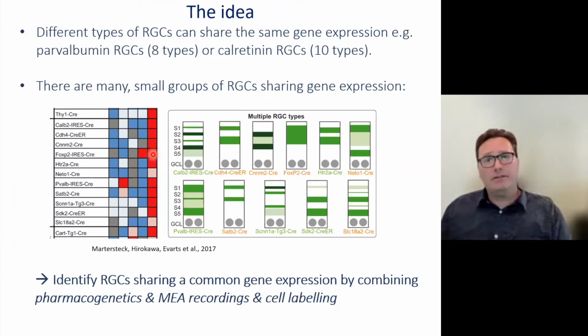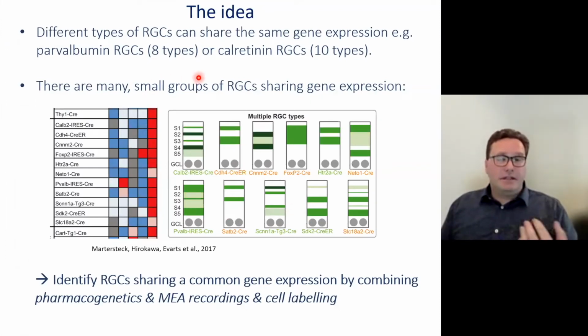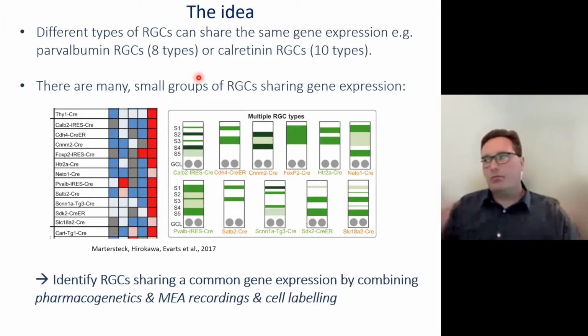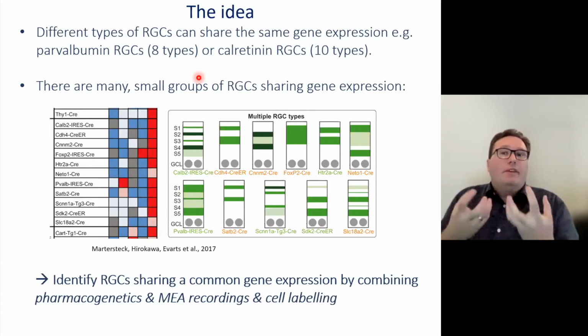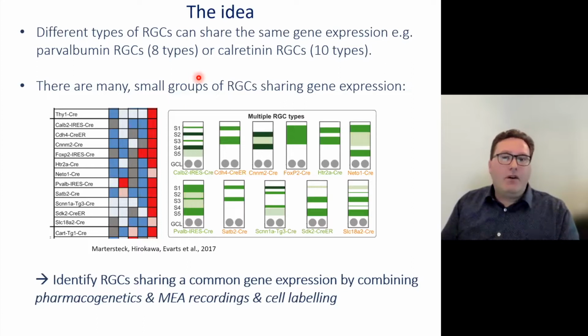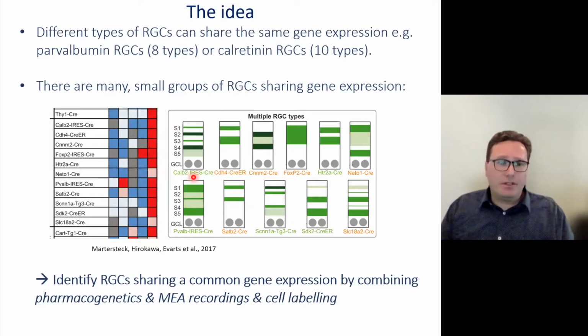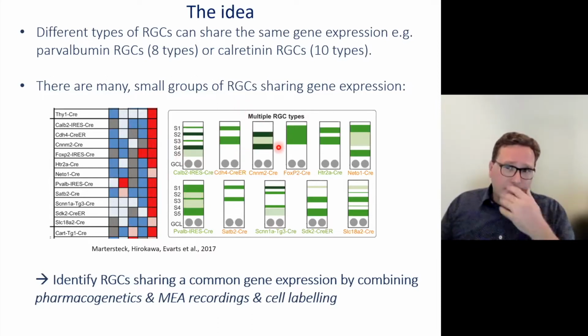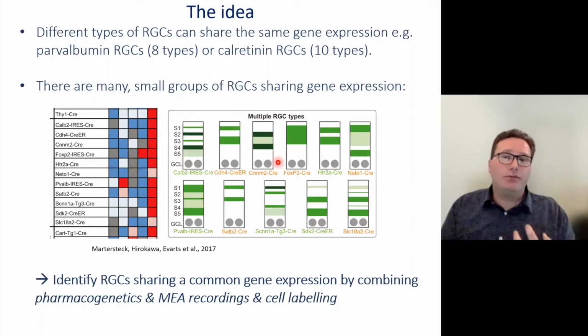The idea of our classification method is that ganglion cells can share the same gene expression. For example, the well-known parvalbumin cells, calbindin cells, they have, for example, parvalbumin 8 types, calbindin 10 types. So they all express that calcium binding protein. However, there are many, many more smaller clusters of ganglion cells that share common gene expression, and this is reviewed or shown here in the Master Stack paper from Josh Sanes' lab. And there, maybe just 1 or 2 different types of ganglion cells have the same gene expression. And this is particularly interesting.